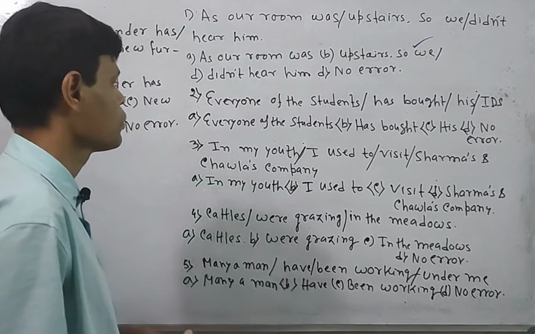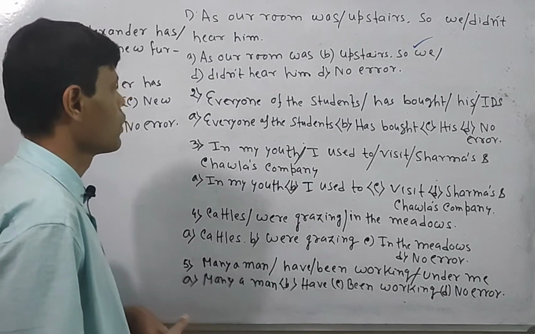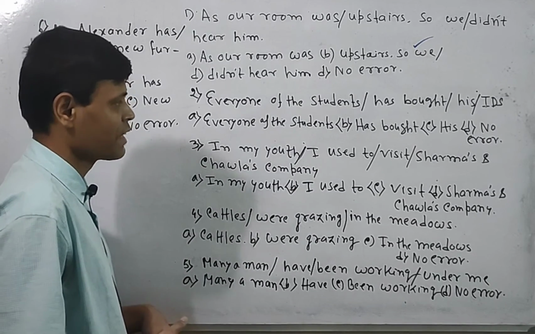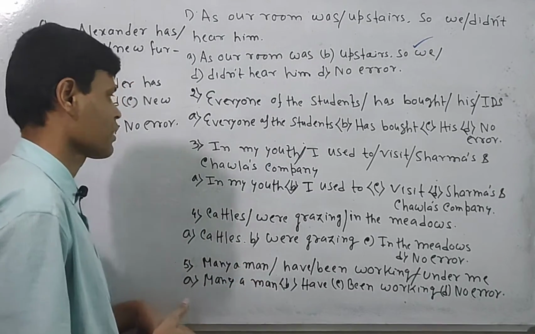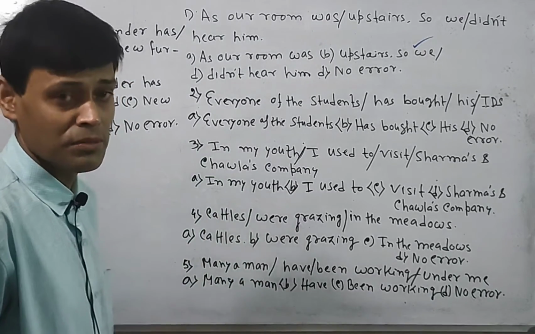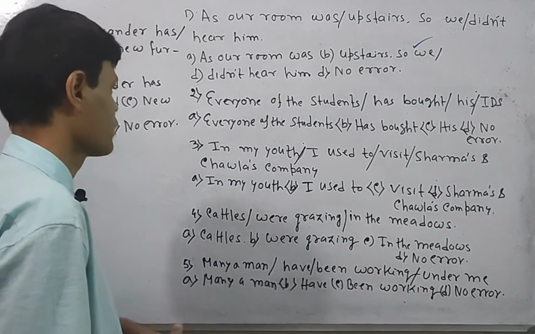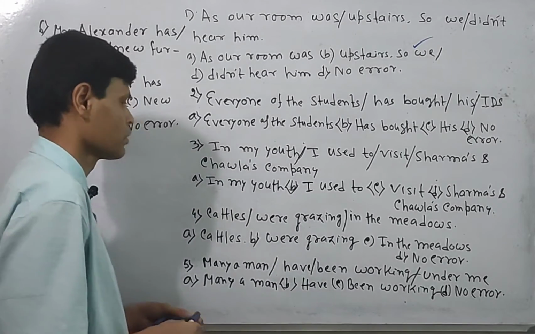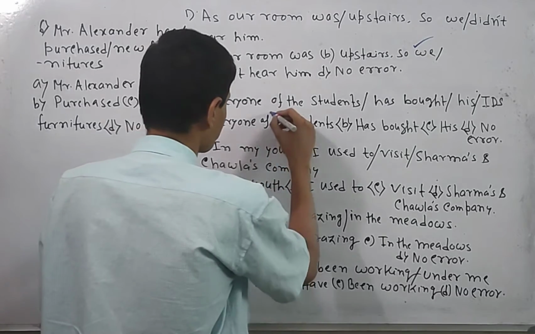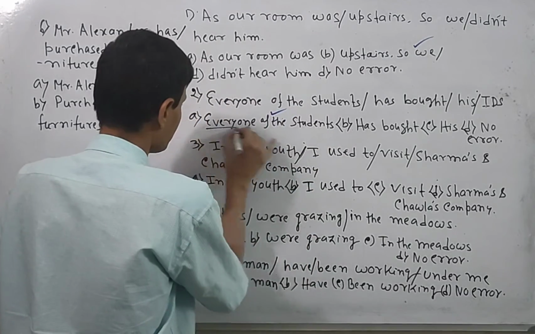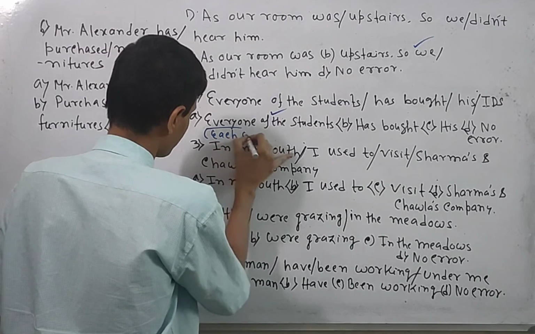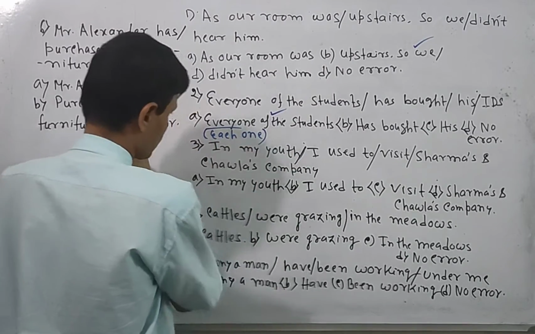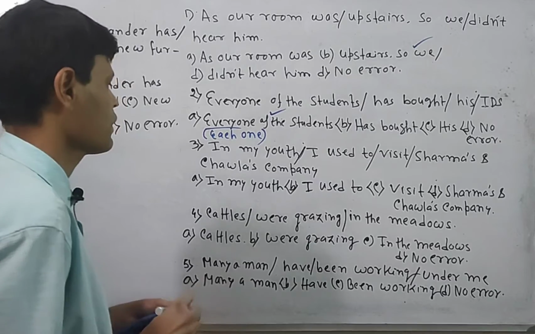Okay, so "has brought his IDs", no error, there is no mistake at all, rather the mistake lies in the first part, that is "every one of the students". So this should be "each one", it should be each one. Okay. Now let me look at the next question.